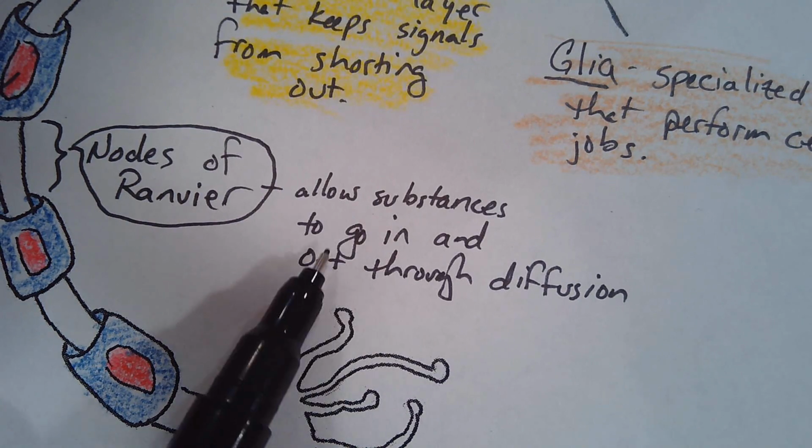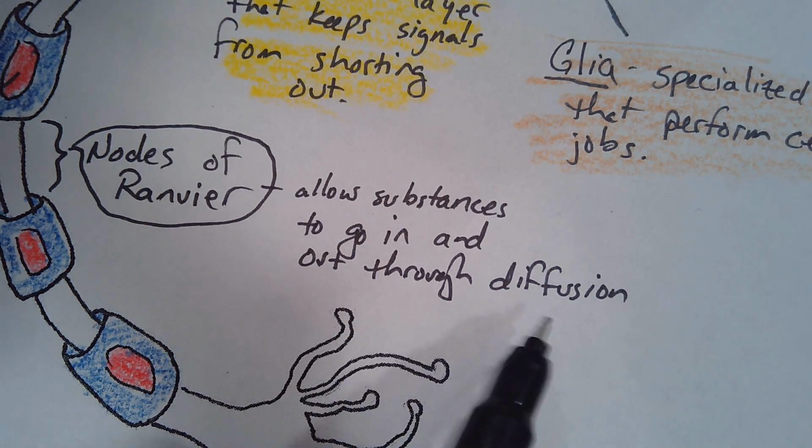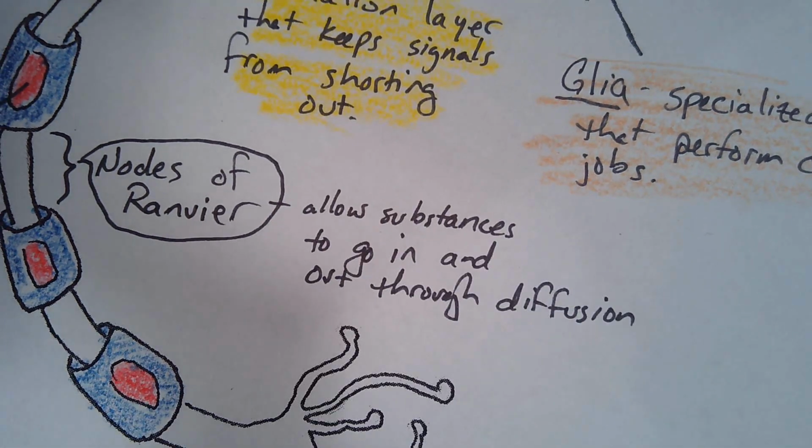So it allows substances to go in and out through diffusion. And diffusion, again, is just allowing substances to go in and out of it, okay?